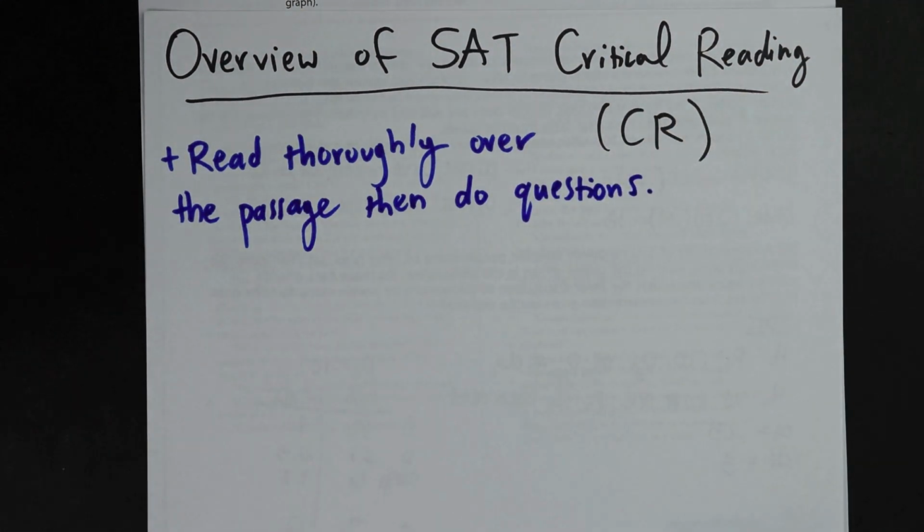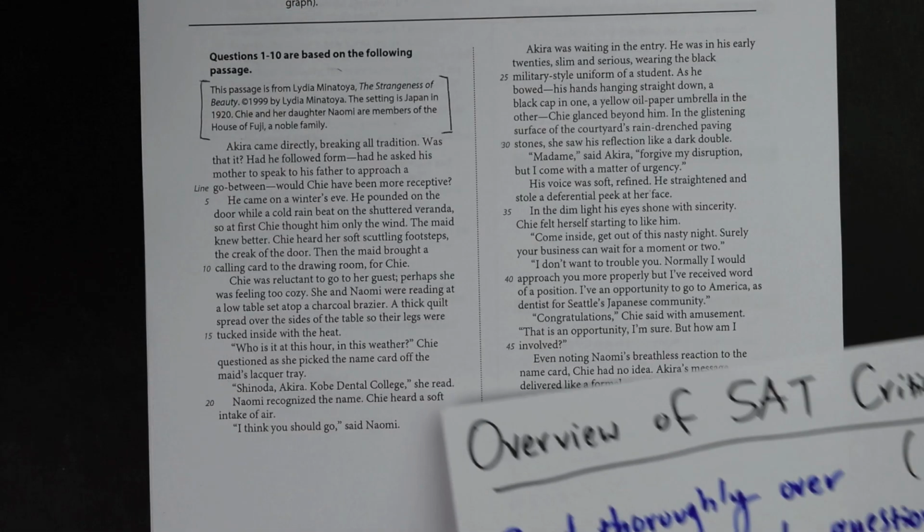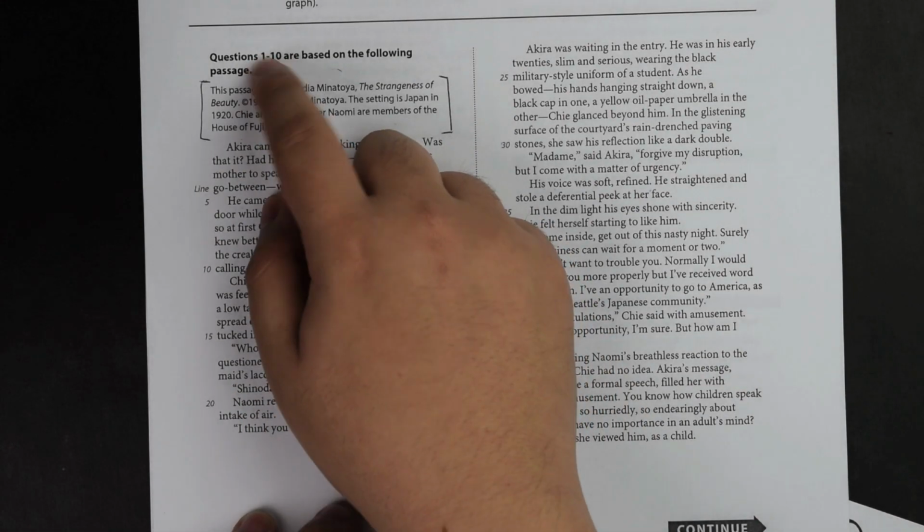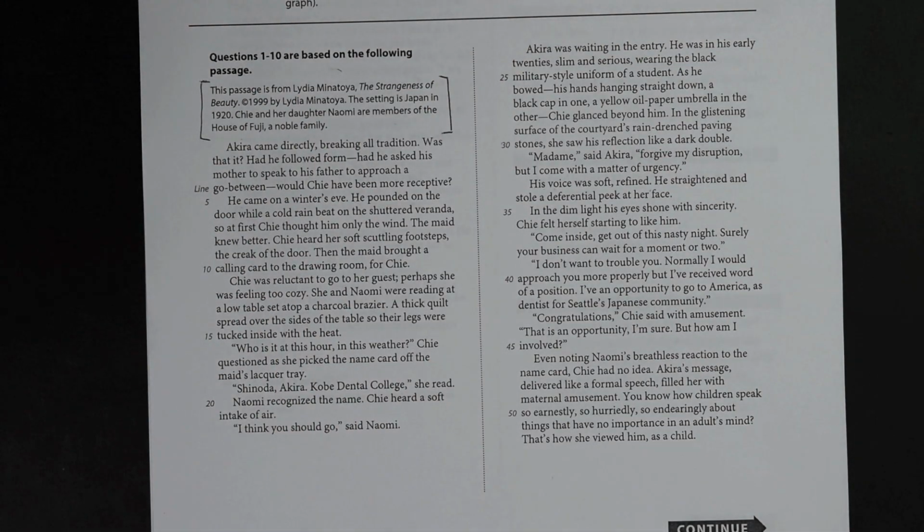What I mean by reading the passage thoroughly is that let's assume you have several passages to go through within a section. If you note right here, this passage is 1 through 10. So technically, you should be allocating 10, maybe 11 or 12 minutes at most on this portion. But let's say you really want to spend time on reading the passage.